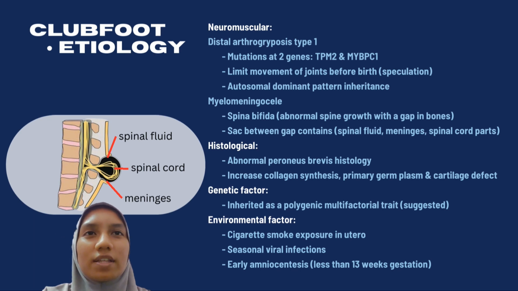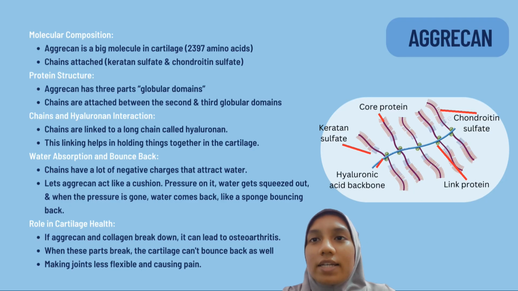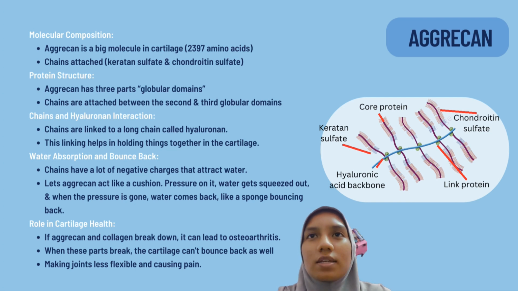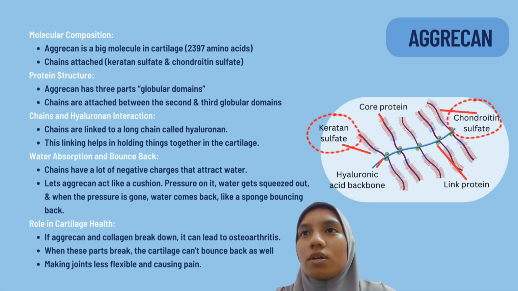Aggrecan is a protein that plays a crucial role in the development and maintenance of cartilage, including the cartilage in the joints. So the molecular composition is that Aggrecan is a big molecule which consists of 2,397 amino acids. The chains are attached by the keratan sulfate and the chondroitin sulfate, as you can see from the picture.